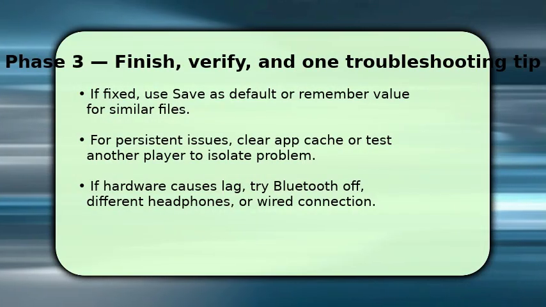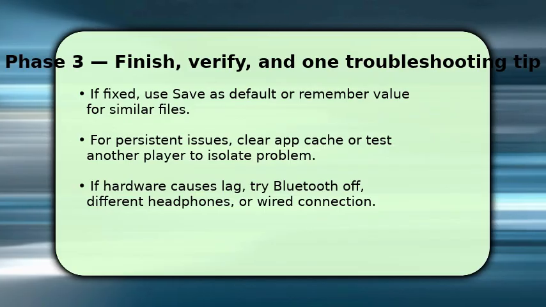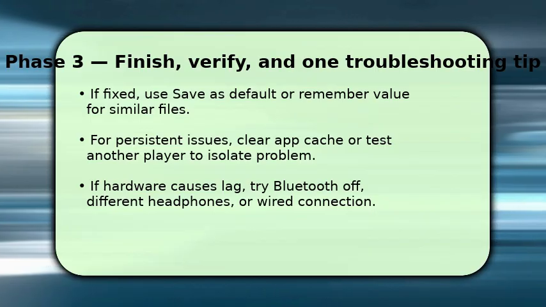Finish by saving what works. Note the delay value, and if desired, set it as default for similar files. If problems persist, clear VLC cache, reboot the device, and test another media player to rule out file corruption. Make sure Bluetooth or external audio isn't introducing variable delay. Switch to wired headphones to verify.